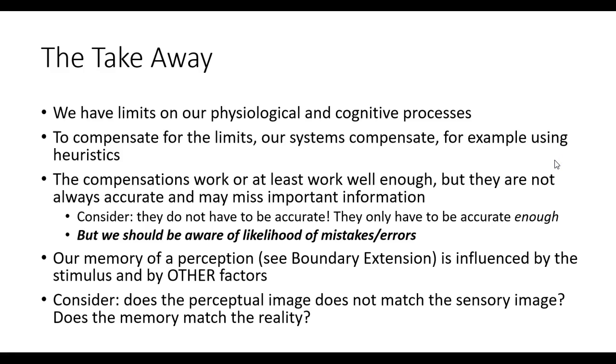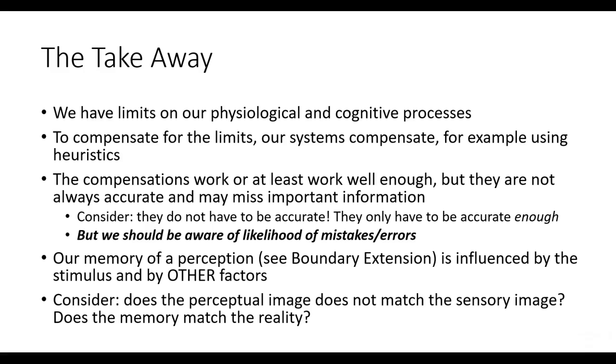Okay, so here's the takeaway. We have limits on our physiological and cognitive processes. To compensate for the limits, our systems compensate, for example, by using heuristics. You know, we can get the gist of the scene based on global features. Okay? The compensations work at least well enough, but they're not always accurate and may miss important information. Okay? And we don't have to be that accurate, just accurate enough.